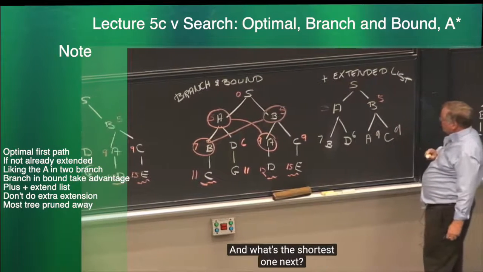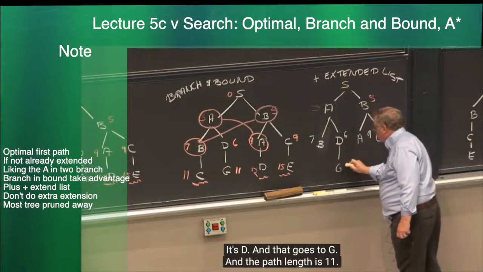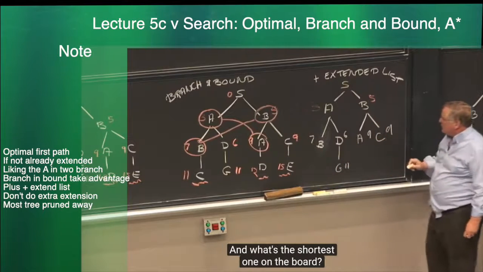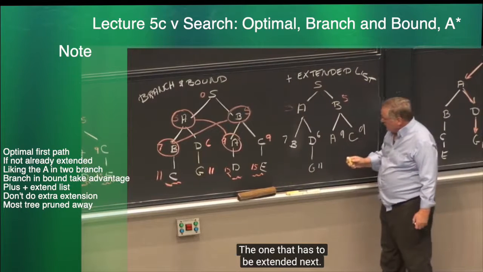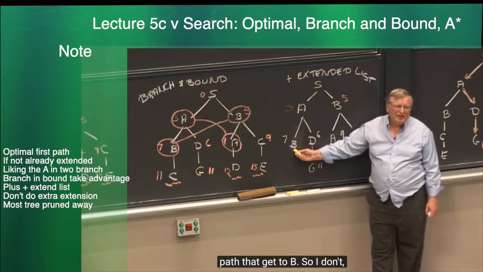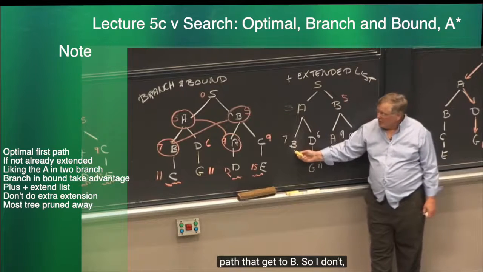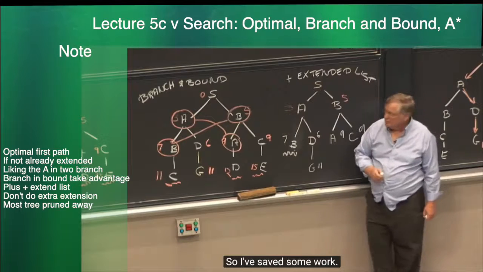And what's the shortest one next? It's D. And that goes to G, and the path length is 11. And what's the shortest one on the board, the one that has to be extended next? That's this one that gets to B, but I've already extended a path that gets to B. So I don't actually do that extension. So I've saved some work.